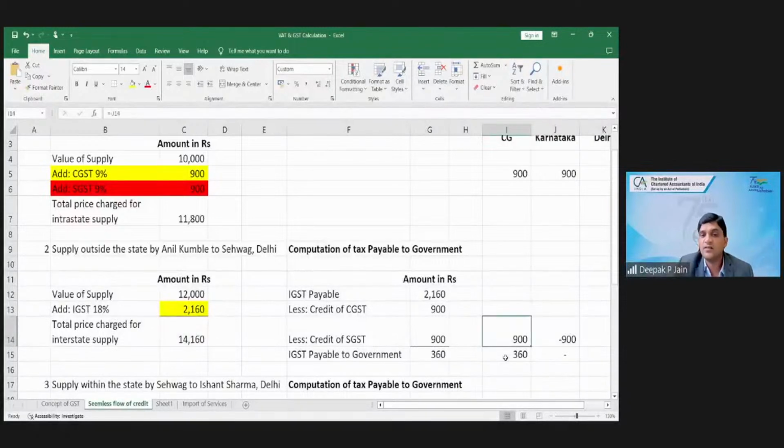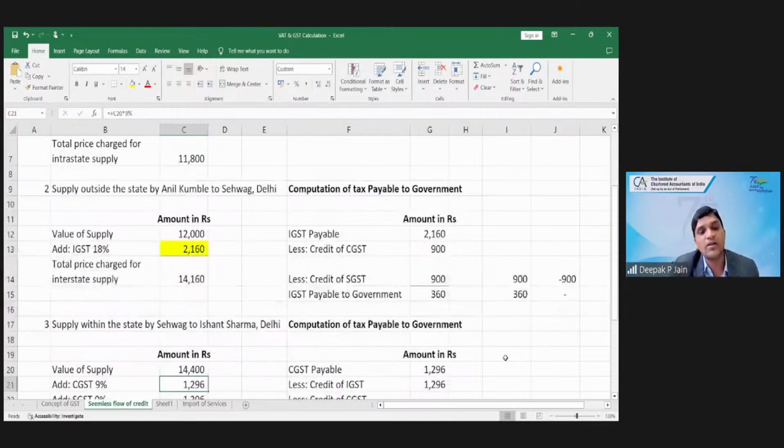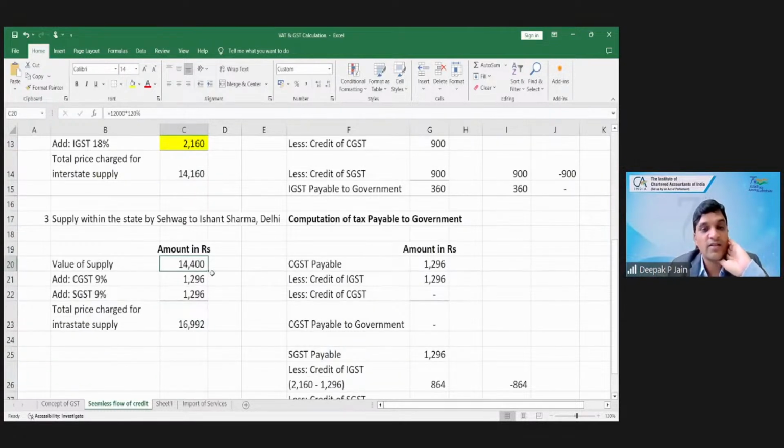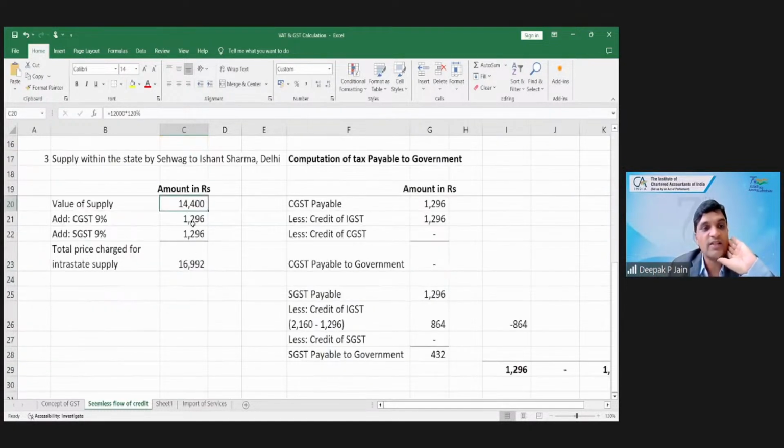So this is being paid here. Now what happens again? Anil Kumble is not keeping quiet. He is again selling it to Ishant Sharma, who is also in Delhi. The value of supply is 14,400. He is charging CGST at 9% and SGST at 9%. Again, he is making an intrastate supply, so he will charge CGST and SGST. Now his CGST payable is 1,296, which is this liability.